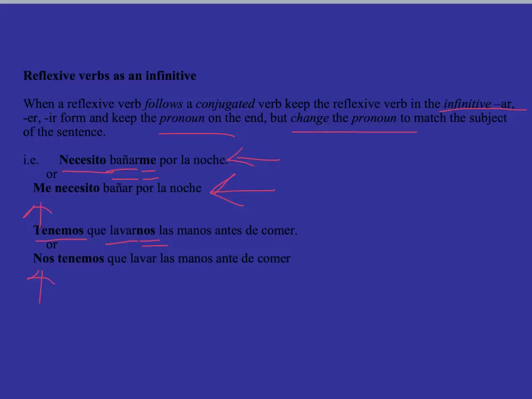So on your note sheet, you have 3 separate sentences that you should write both ways. Once with the pronoun attached to the end of the infinitive verb, and once before the conjugated verb. There are clues in the parentheses of what the conjugated verb should look like. We'll go over those tomorrow as we go over the notes. Buena suerte.